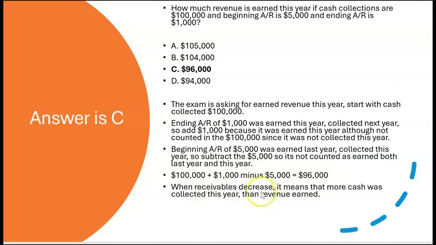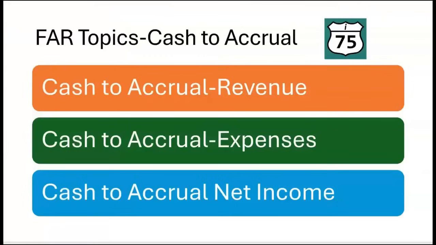Notice that when receivables decrease like they did here from $5,000 down to $1,000, it means that more cash was collected this year, $100,000, compared to revenue earned, $96,000. So we said that there's three different types of cash to accrual questions that the CPA FAR exam is going to expect you to know. And we just looked at cash to accrual revenue. Now let's look at cash to accrual expenses.